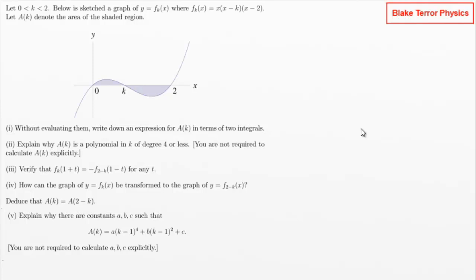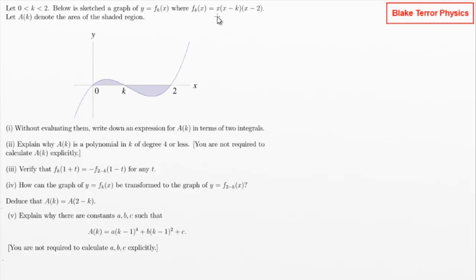So this is question 3 from the 2013 MAT. Let k be between 0 and 2. Below is sketched a graph of y equals f subscript k of x, where that function is this. So we've got this cubic as drawn in the graph. A is the area of the shaded region. Right, so what is this function then?